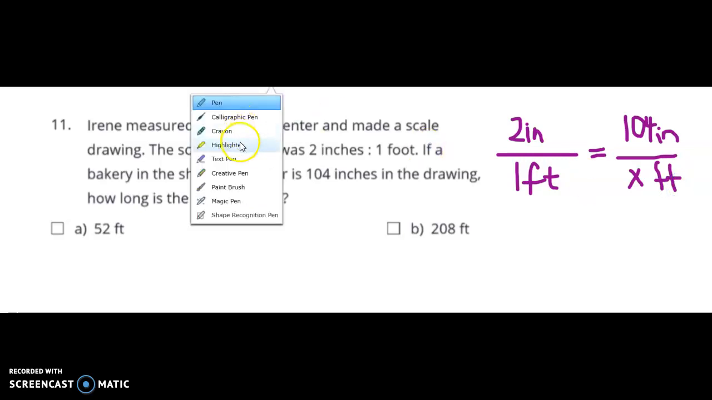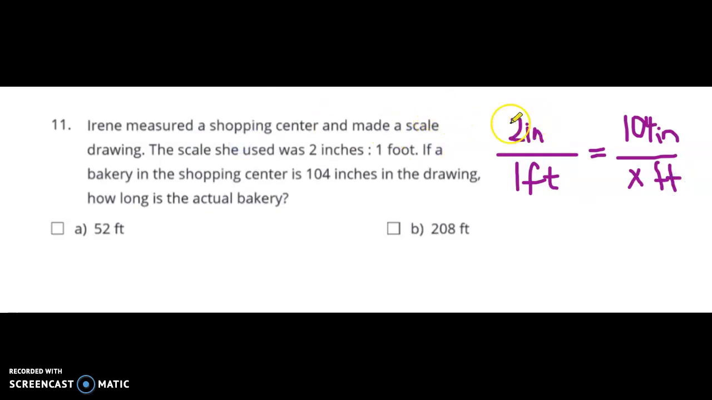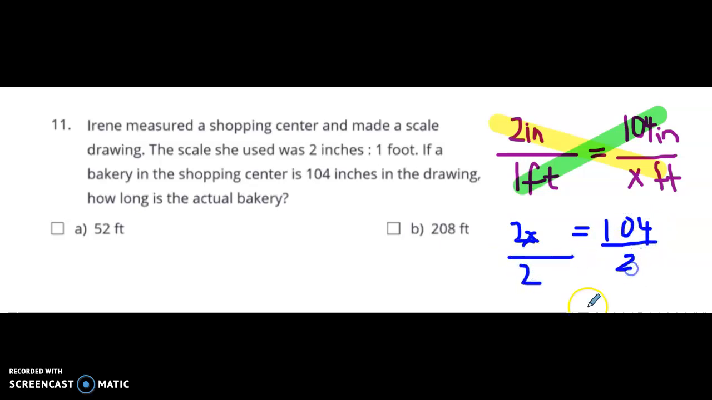We could cross multiply. 2 times x is 2x. Equals 104 times 1 is 104. To solve for x, we'd have to divide both sides by 2. So we get x equals 104 divided by 2, which is 52.